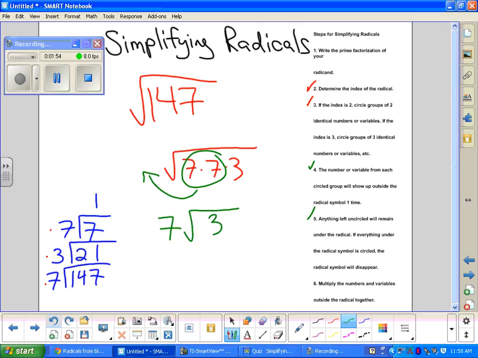If everything under the radical symbol is circled, the radical symbol will disappear. Note there's a 3 there. Multiply the numbers and variables outside the radical together. You don't need to, because there's only one of each.